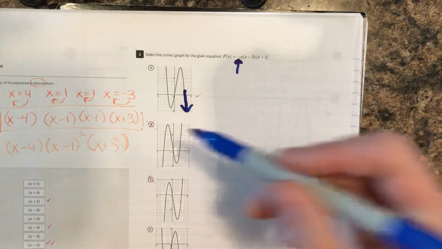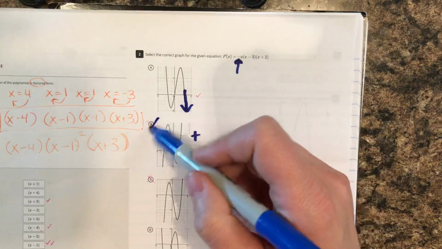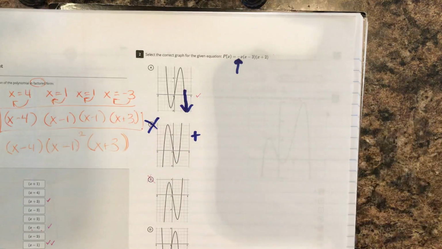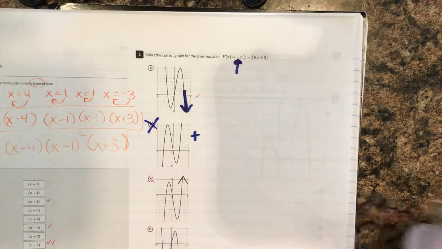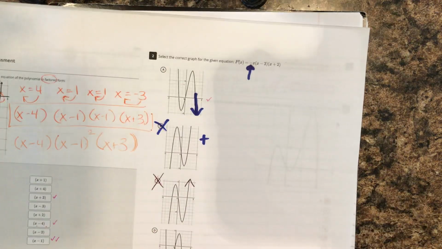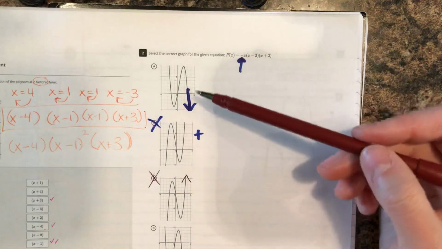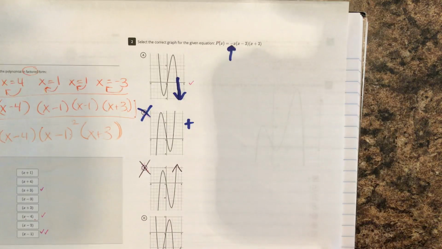So it could be this one. That one's a positive orientation, so there's no way that's correct. Ooh, that's going to be bleeding through. This is a positive orientation, so there's no way that's correct. This one's also negative. So it's either A or D.